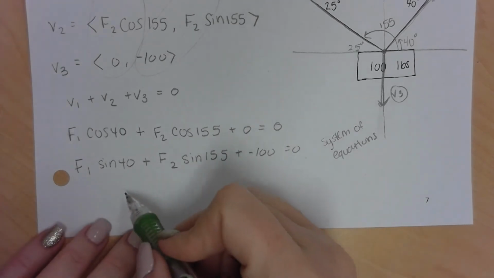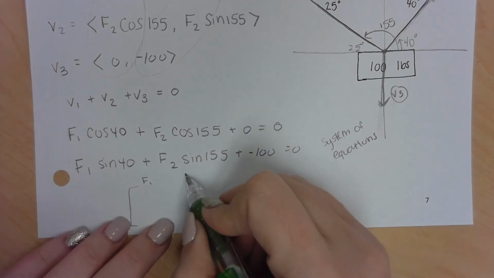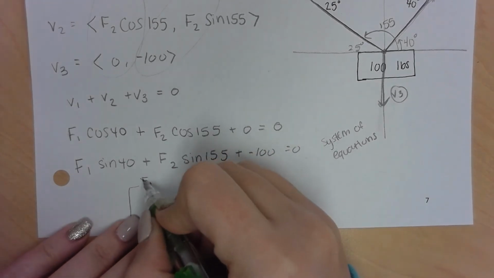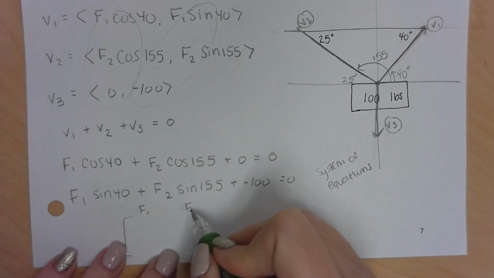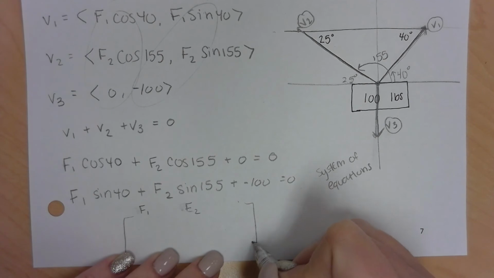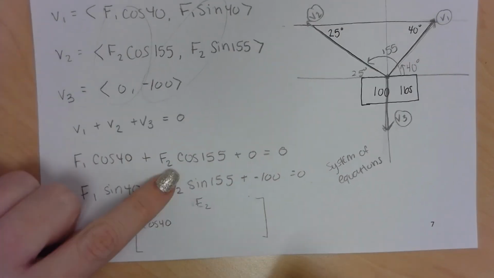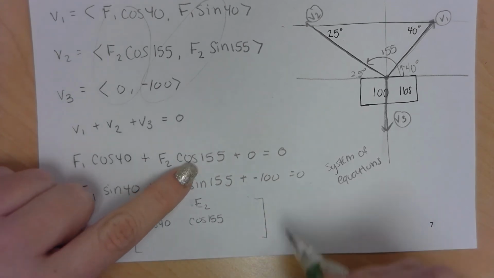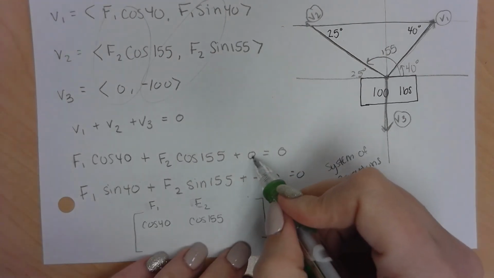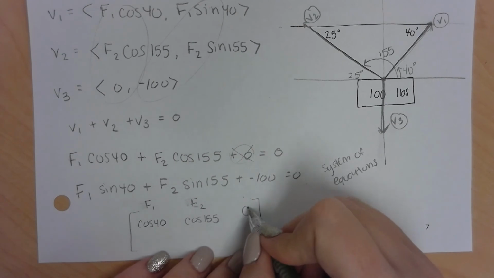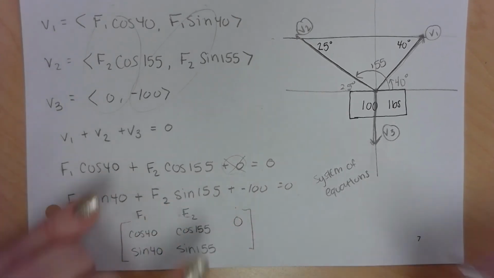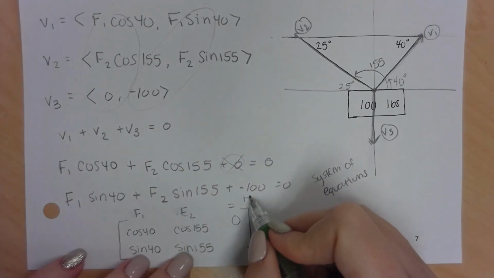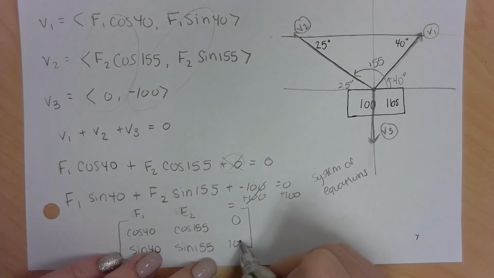And in a matrix, we're going to have our F1 component, our F2 component, and then our answer. No, I had it right, sorry. That's like our variable F1, our variable F2, and then our answer. So F1 is cosine of 40, F2 is cosine 155. Then we always need this to be equal to something, so this equals 0. Then sine 40, sine 155. Now, like I said, I need this to be the equal part, so I need to move this 100 to the other side, which would mean it would equal 100.